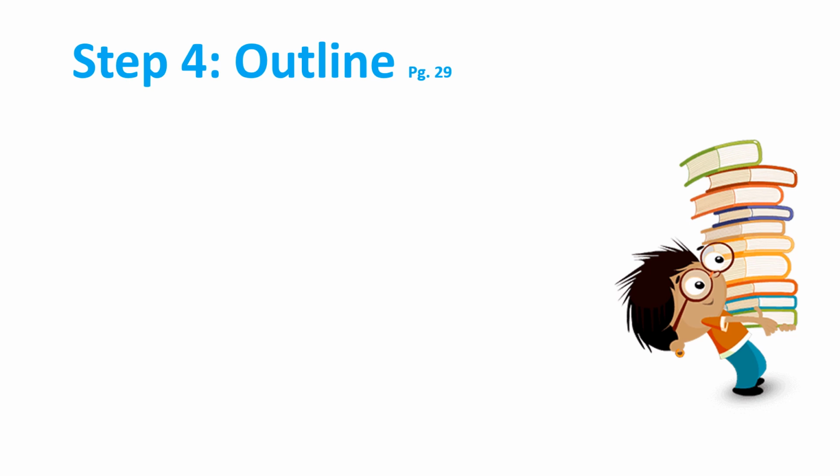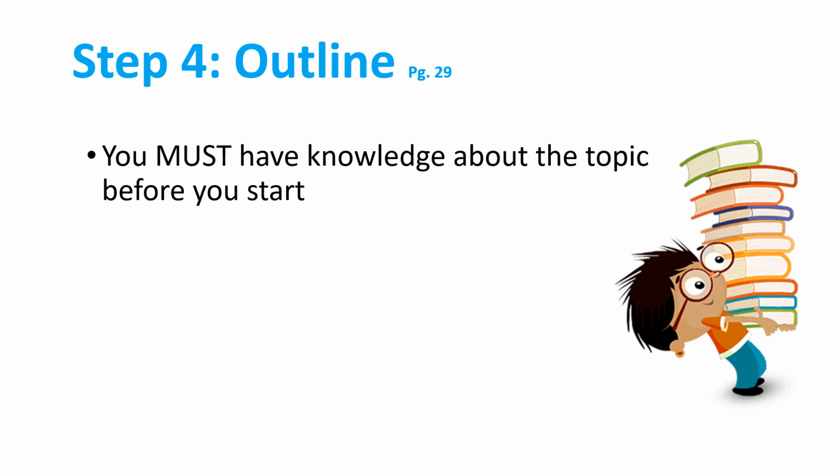Step 4 is making an outline. It talks about it on page 29 in your book. But let's go over a few basic rules of making an outline. The first thing is you have to have knowledge about the topic before you start. If you don't have knowledge about the topic, you don't know what type of information you should put into your presentation or paper.